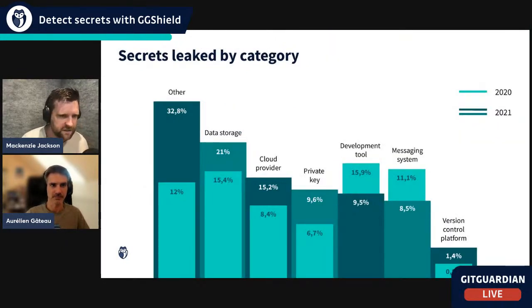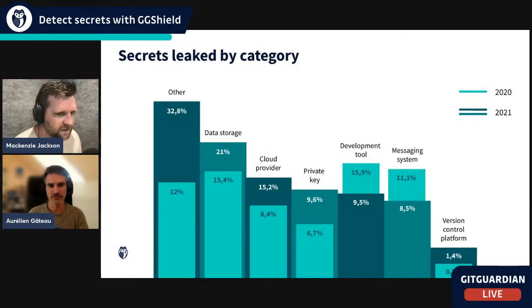Now, we find all kinds of secrets. Data storage, access to databases: 21% of that 6 million last year was databases, up from 15% the year before. Cloud providers, so access to Amazon AWS servers, GCP servers, very easy to use these maliciously. Even if it's a personal account, you can rack up some pretty hefty bills by doing some crypto mining on these, and a whole bunch of other things. Private keys, development tools, messaging systems, version control access keys. So lots of different things.